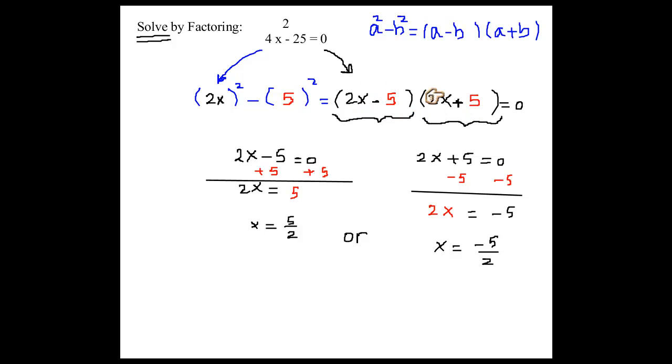If you have two parentheses equal to 0, we can conclude from here that either the first parenthesis is equal to 0, or the second parenthesis is equal to 0. So you let 2x minus 5 equal to 0 and solve for x, and you let the second parentheses 2x plus 5 equal to 0 and then solve for x, and there are your answers.